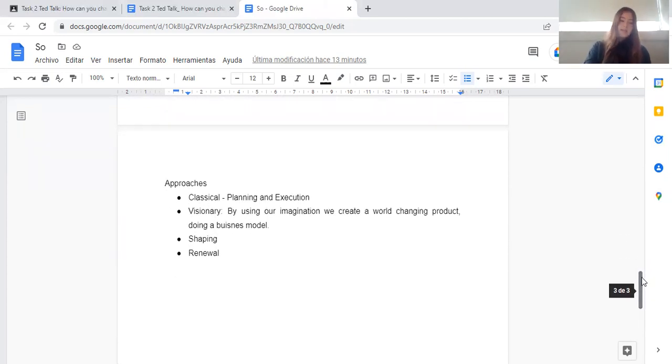Later on, and last but not least, I researched the approaches. There are a lot of approaches in the world, but I decided to research these 4 because they are the most usual and the easiest to use. The first one is the classical, and you all know it, it is when you plan something and later on you do it. Then there is the visionary, and this is by using our imagination, we create a world-changing product, doing a business model, and shaping and renewal.